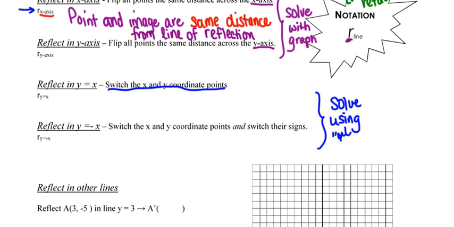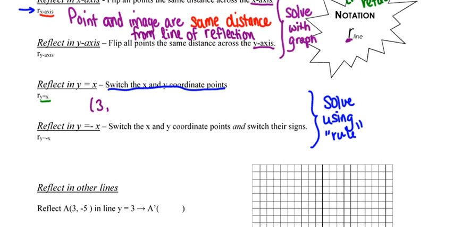And if you think about it, the rule does exactly what the equation says. So the line of reflection here says take y and make it equal to your x, or in other words, take x and make it equal to your y. So say we were taking the point 3, negative 5, and reflecting it in the line whose equation is y equals x. When we switch the x and y coordinates, the point it would map to would be the point whose coordinates are negative 5, 3.